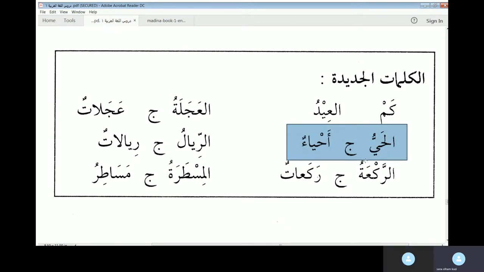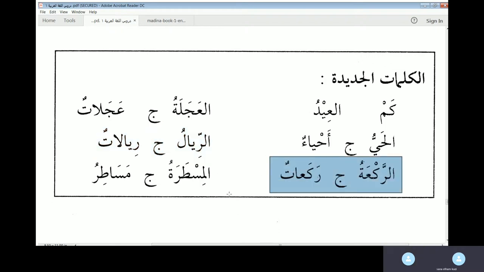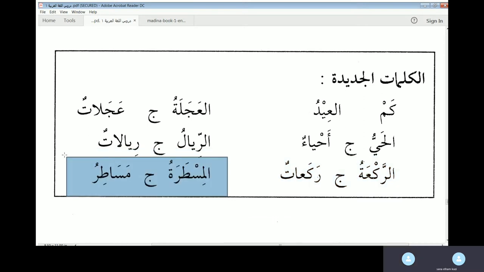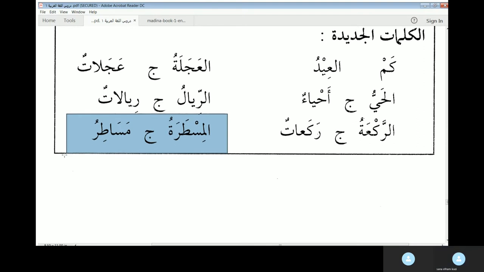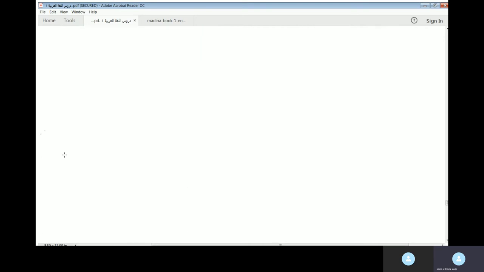Hayyu means living also, right, brother? Yes. Al Hayy. Is the same word Al Hayy and Hayyu? Pronunciation is different. Okay. Ar-Riyalu, plural Riyalatun, plural of the Riyal. Ar-Rakatu, plural of Raka is Raka'atun. Mistaratu, plural is Masatiru, plural of ruler.